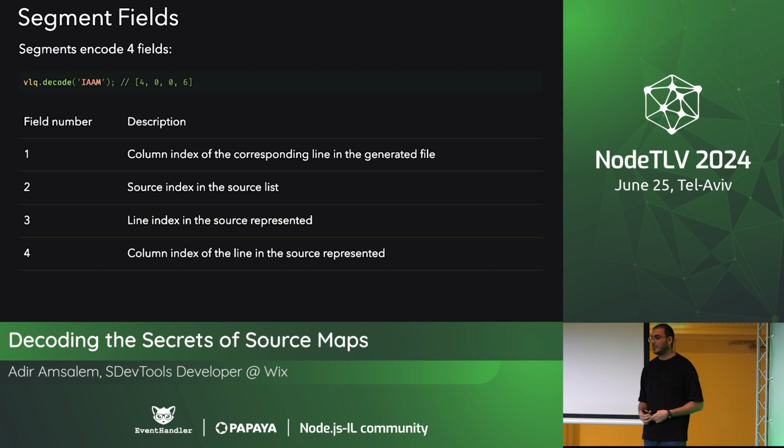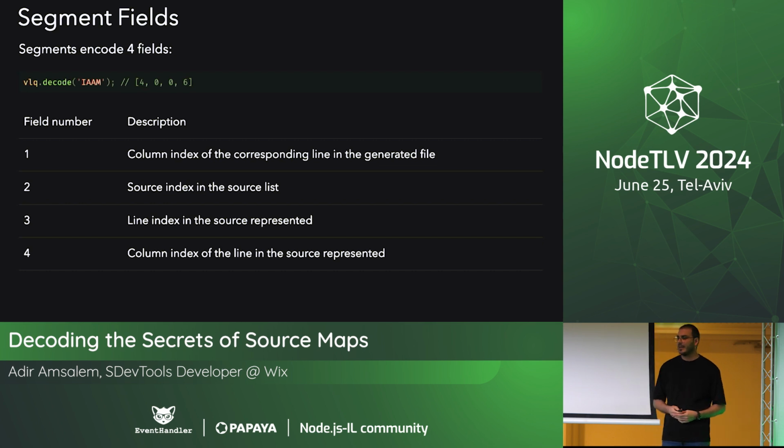The third field is the index of the line in the source, and the fourth field is the index of the column, which is basically the character in the generated file. It might be a bit vague, so we will see it live and it will be super clear.